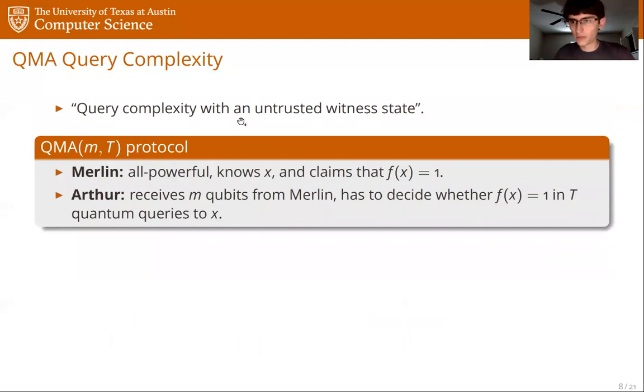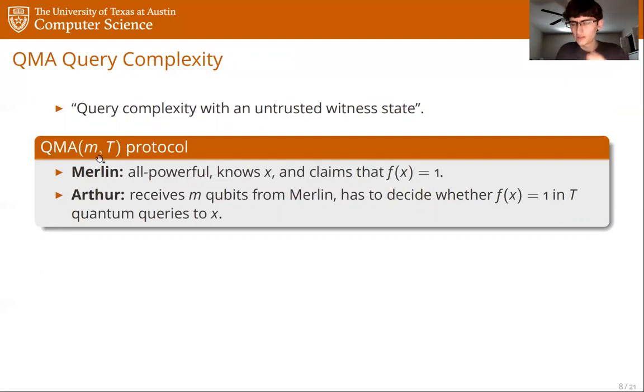The way we model QMA protocols in the query complexity setting is, there are two players. There's Merlin, the all-powerful prover, who knows the input x and claims something about x, claims that f of x equals 1. And there's Arthur, the skeptical but computationally bounded verifier, who gets m qubits from Merlin and has to decide whether f of x equals 1 using at most t quantum queries to x. So this m and t limit how much power Arthur has. We'll call this a QMA MT protocol.